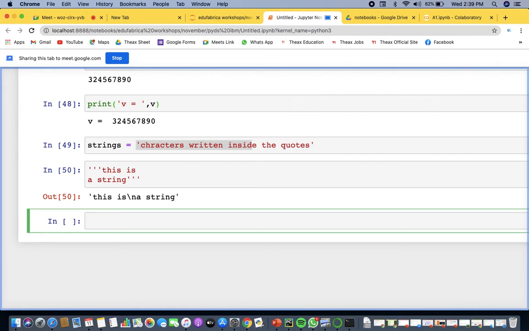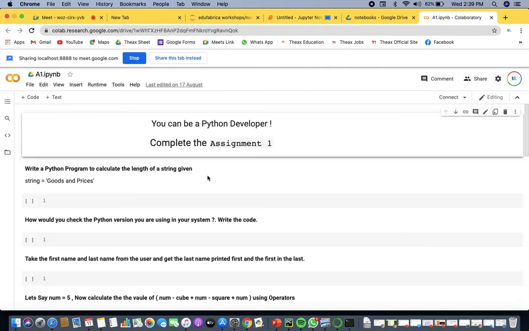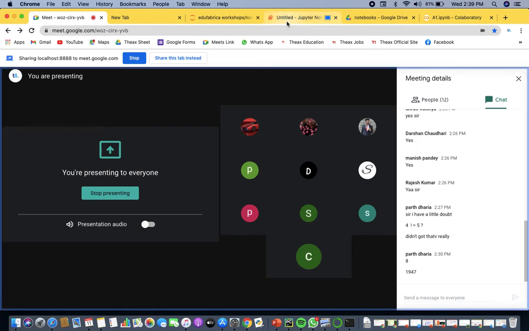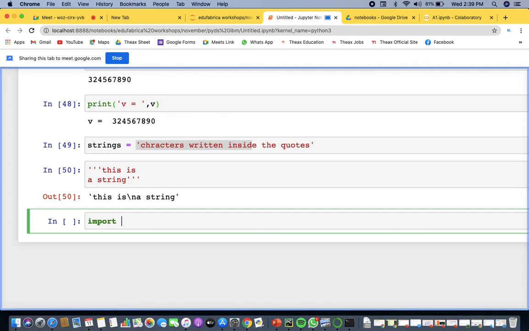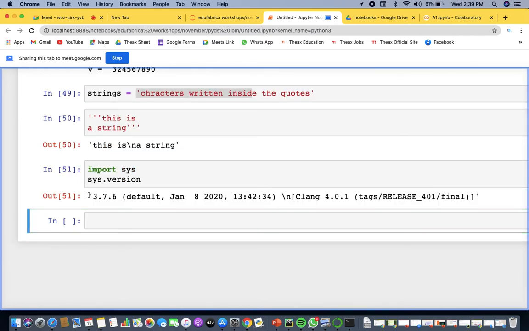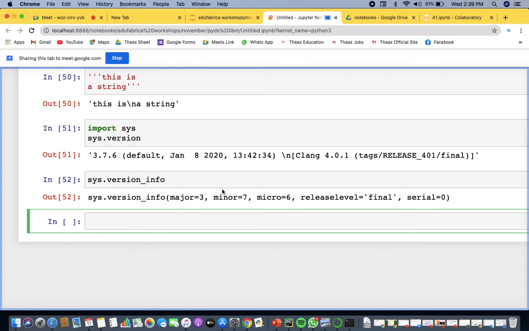Okay, so I hope things are clear to you till now, what we have discussed. Now the things you are using, you need to check. In the last class, we imported the sys module and looked at what system version you are using. I am using 3.0.6 over here. For getting the system version, we can use sys.version_info. There we get the results, right?